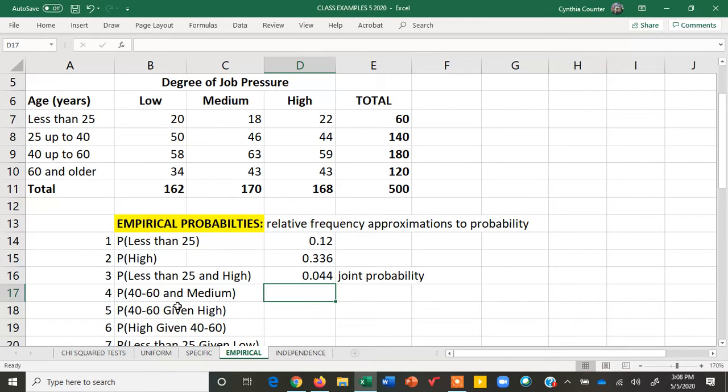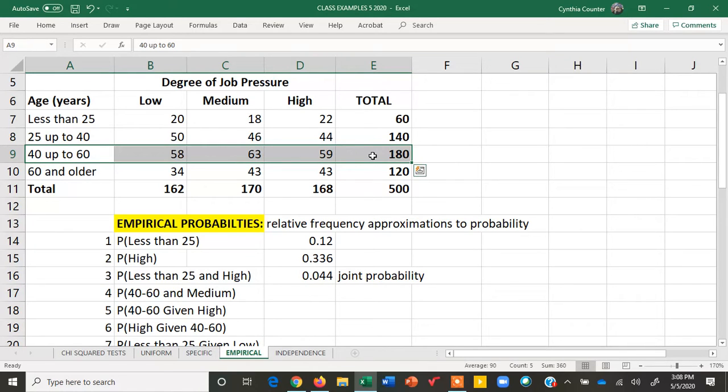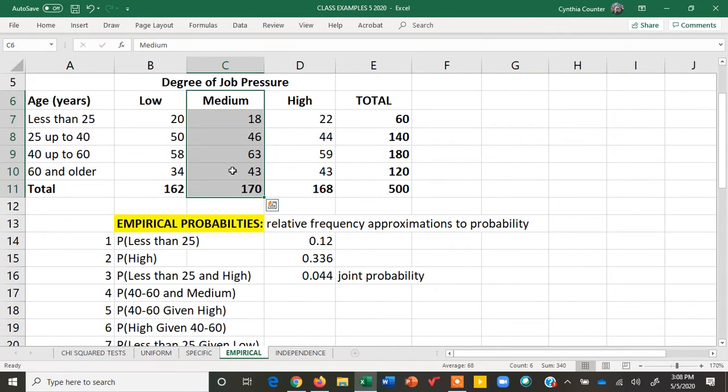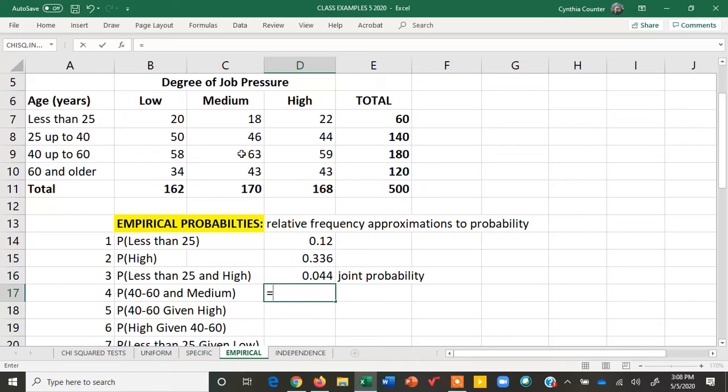Here's another joint probability with an and. 40 to 60 and medium. All right, so 40 to 60 and medium has this cell right here. So 40 up to 60 and medium job pressure, 63 individuals. So this joint probability is the 63 out of the 500 individuals.